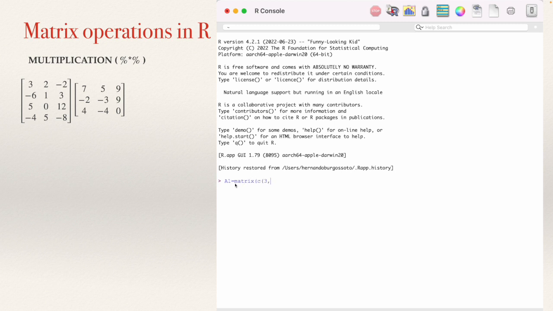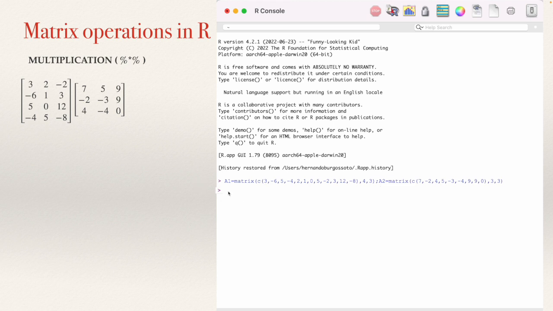For example, I'm going to call A1 the first one. Type the matrix. Don't forget to type at the end the size of the matrix. And the second matrix I'm going to call A2. And don't forget the size of the second matrix is 3, 3. So close the bracket and enter. Now A1, the first matrix, and A2, the second matrix, are in the memory of your computer. And R can use them at any moment.